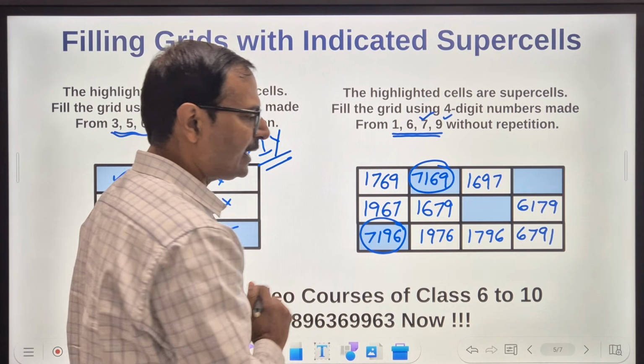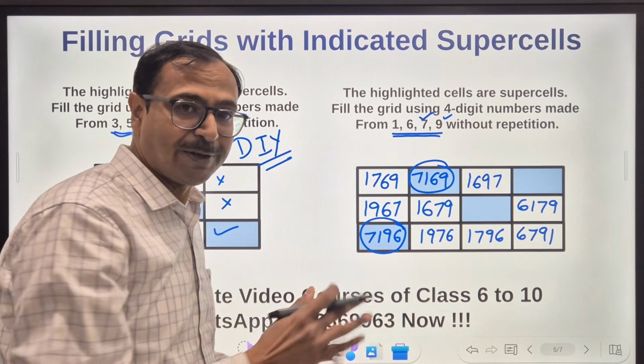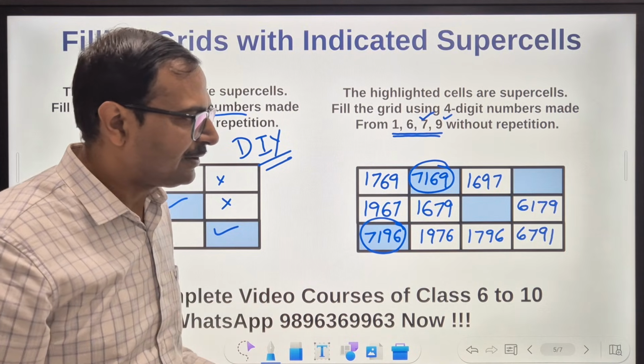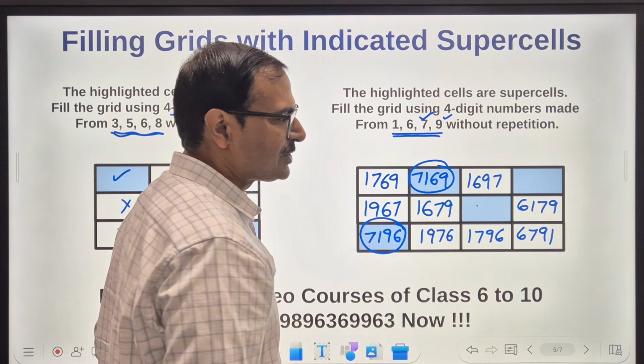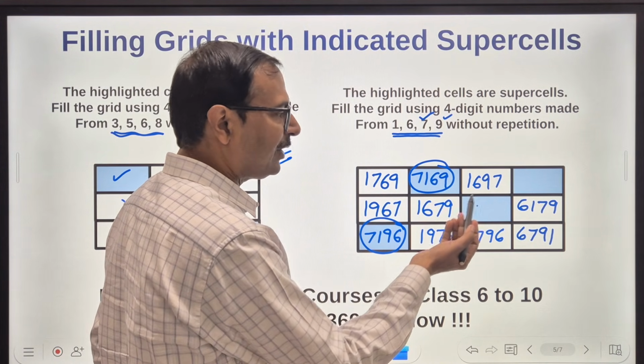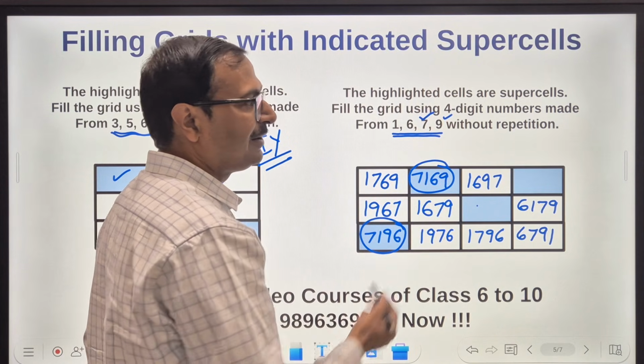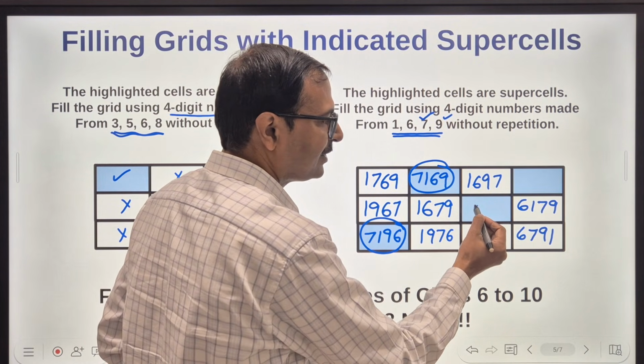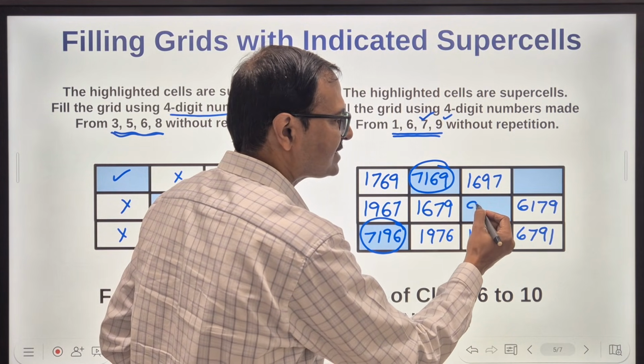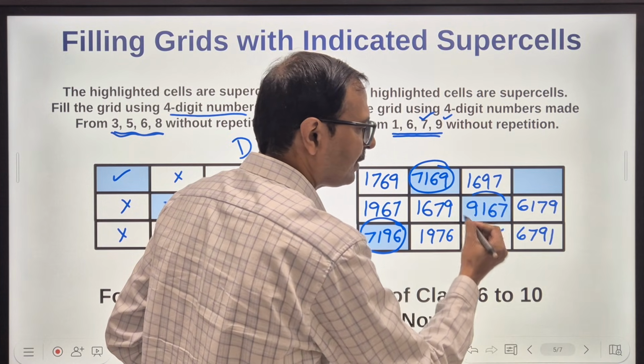This becomes a supercell now, and there is no repetition of numbers. The numbers are all different. How about this one? So I have to start with a 7 again, or maybe start with a 9. So I can start with a 9 here. So if I write 9167, does this become a supercell?